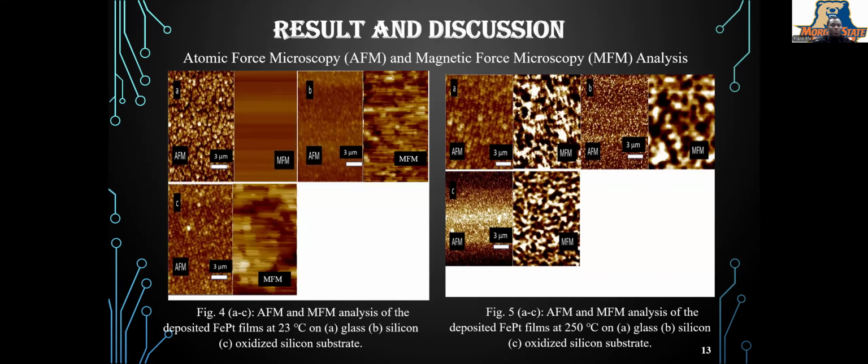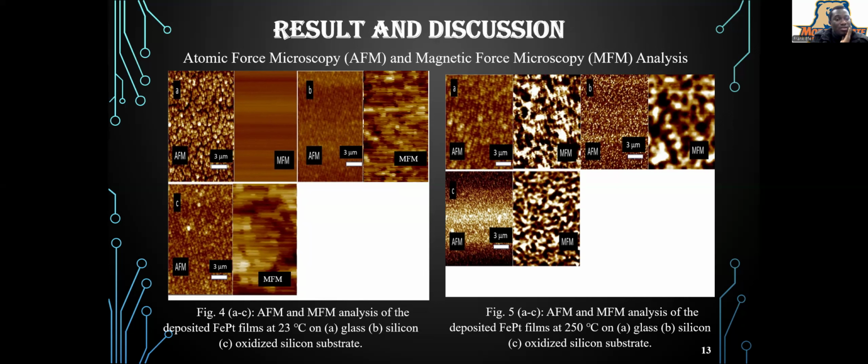So for the atomic force microscopy, we use the tapping mode method, where the tip of the cantilever rattles and scans over the substrate surface to investigate the topology of the film, and we could see the grains. Figure 4A shows the grains obtained on glass substrate.